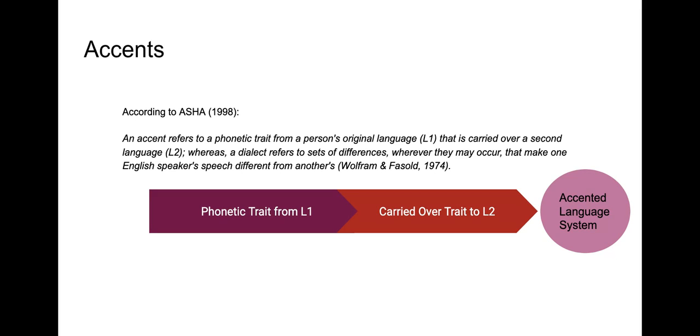Now, according to Asha, an accent refers to a phonetic trait from a person's original language, that's L1, right? The original language that is carried over to a second language, L2, whereas a dialect refers to sets of differences wherever they may occur that make one English speaker's speech different from another. So let's go back to that. An accent refers to a phonetic trait from someone's original language, whereas a dialect refers to sets of differences. So it's not only from one language to another, but within the same language, sets of differences.